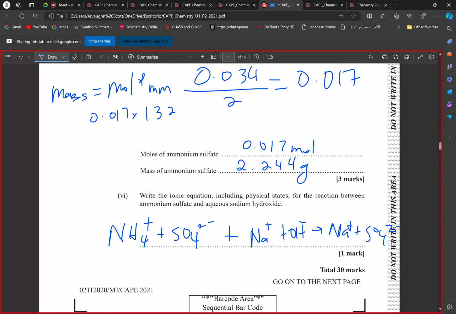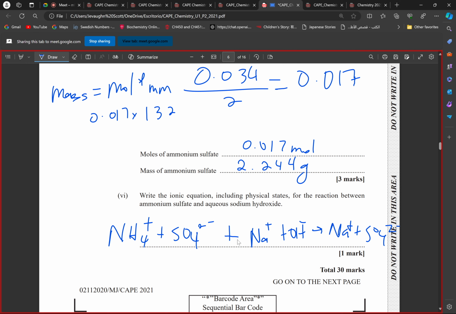Alright, so the physical states. If it's an ionic equation, isn't it going to be all aqueous? In this case though, what is happening is we're going to have 2 of these. That means we have 2 of these, and we're going to have... oh, shouldn't it actually be 4? Hold on. Okay, do we balance? Let's see. What do I need to balance this?